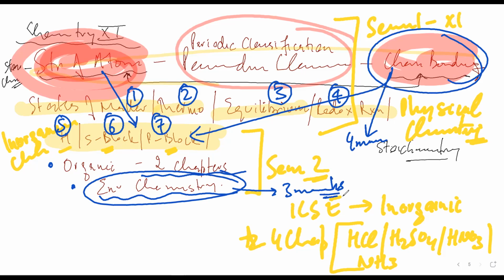The amount of effort that you will have to spend to get 4 marks from chemical bonding would be 10 times more than what you will be spending for getting 3 marks in environmental chemistry. Have you got my point? So, you know why I wanted to spend this time just to explain to you how you need to manage class 11th chemistry.